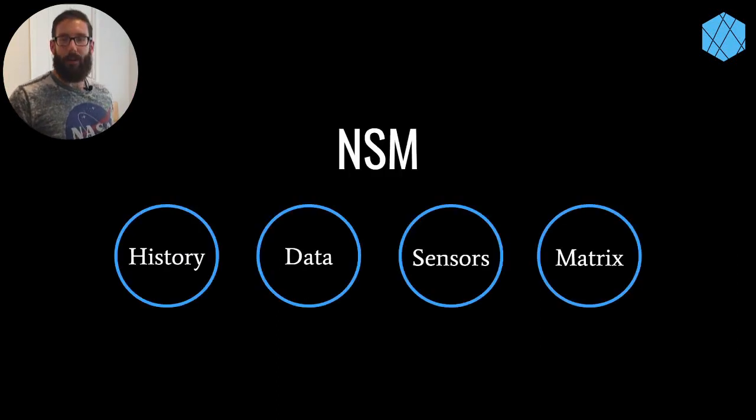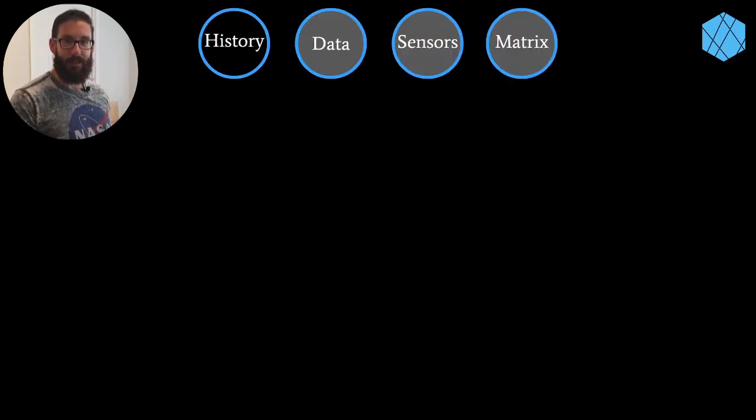So what are we going to talk about today? NSM is the acronym for Network Security Monitoring, and that's what the author references a lot in this book. I've broken it into 4 chunks. First, we'll talk about what NSM is and the history behind it. Then we'll talk about data types within NSM. We'll talk about some sensors, and we'll talk a bit about the matrix or packets. So let's talk about NSM.